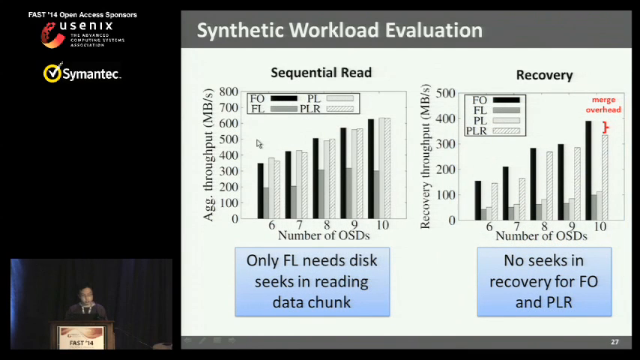We also do the sequential read. Again, we measure the aggregate throughput, so we read all the data after we write them to the storage system. We see that fully overwrite doesn't have the problem. Parity logging, PLR don't have the problems either because the data chunks are modified in place. For full logging, you need to read the original data chunks and also the modified part to reconstruct them. That will cost disk seeks, and that's why you see the performance drop, which is almost by half here.